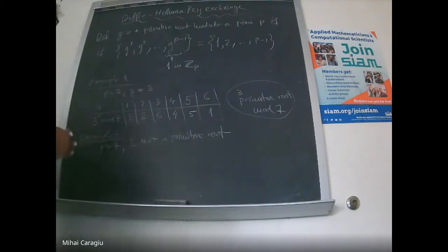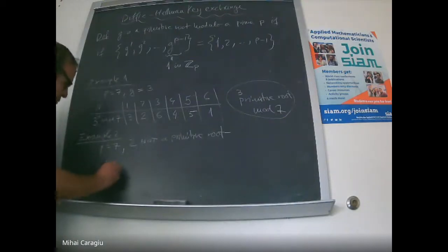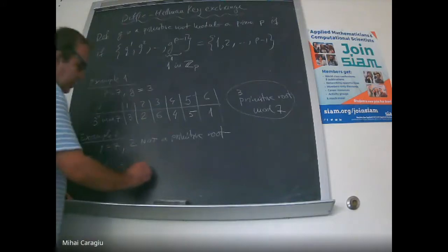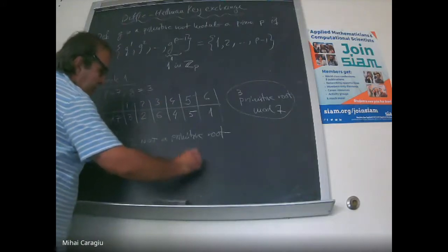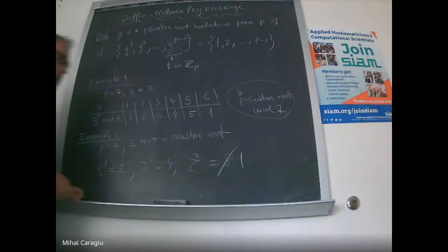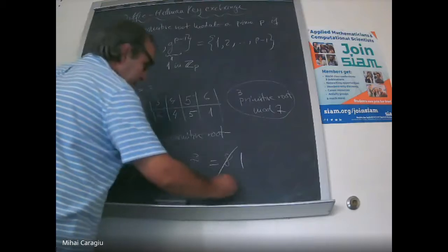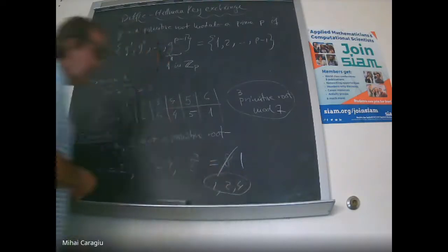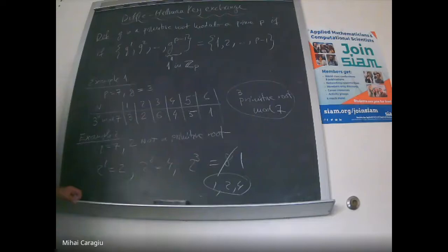For 2, let's see. 2 to the power 1 equals 2. 2 to the power 2 equals 4. And 2 to the power 3 equals 4 times 2, which is 8. Now this 8 is 1, because 8 plus 7 is 1. So we got 1 earlier than 6. So if we consider all positive powers of 2, we can only get 1, 2, and 4, nothing more. So the set of all positive powers of 2 is the set 1, 2, 4. So it cannot cover all non-zero elements mod 7. So 2 is not a primitive root.